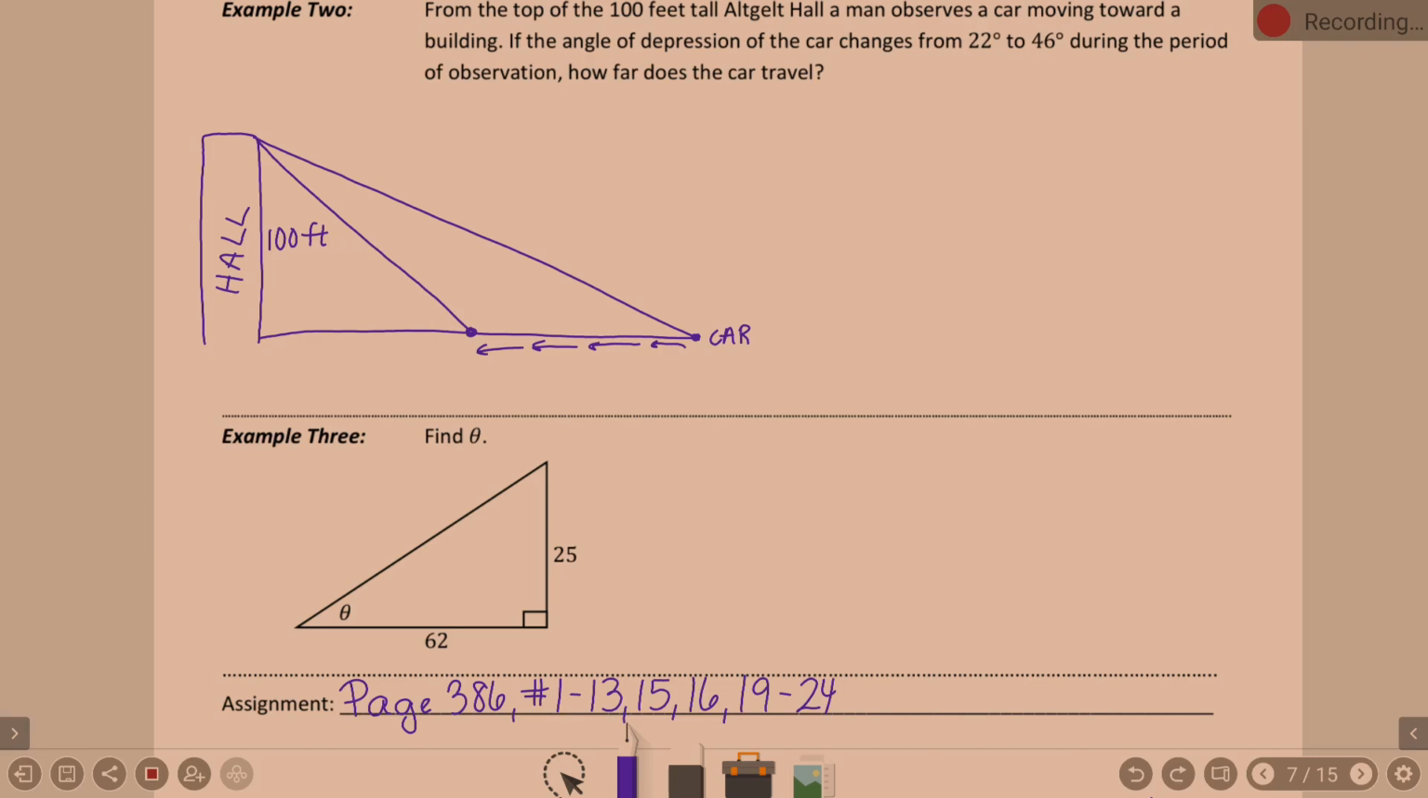Now, notice, we did create right triangles. You have right triangle within right triangle. And they gave us the words angle of depression again. So angle of depression, looking out from the horizontal. Now the angle of depressions are going to be outside. The first time, what was it? The angle of depression of the car changes from 22 to 46.